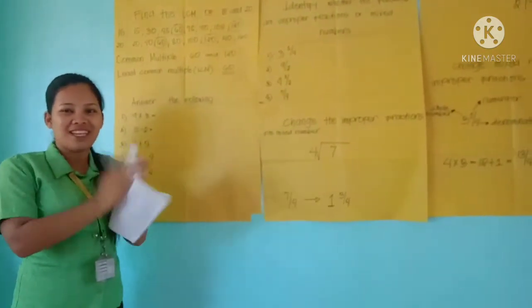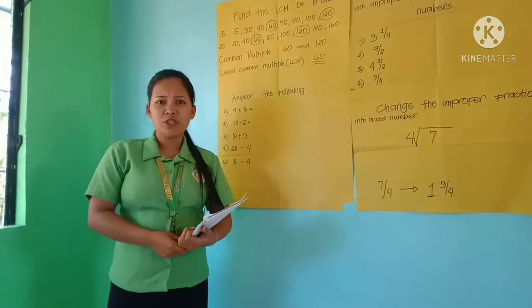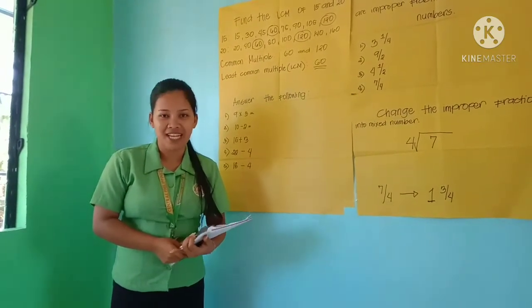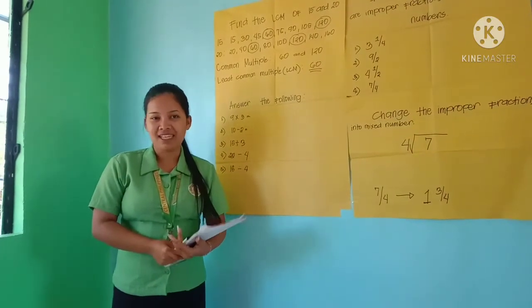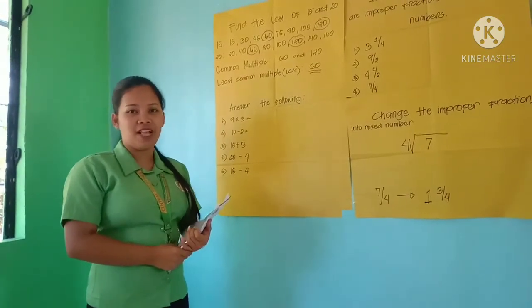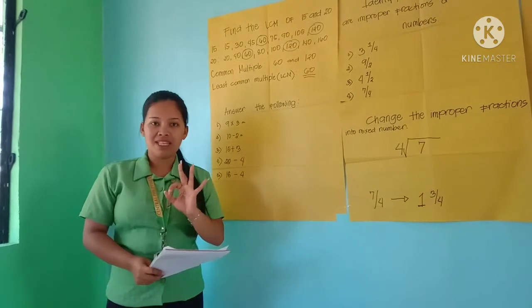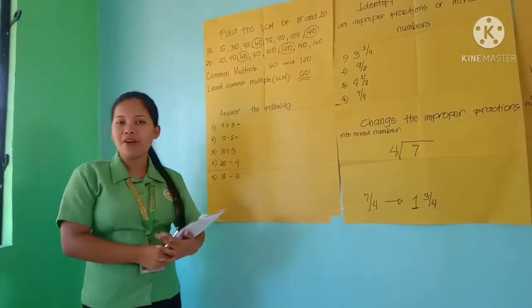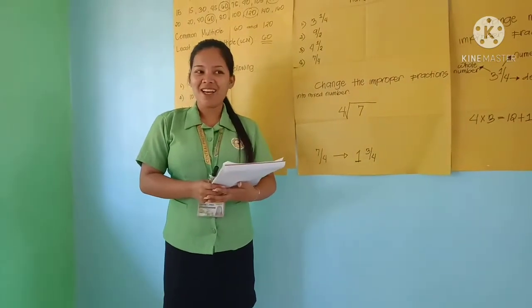1, 2, 3, 4, 5. This time, I want you to practice your skills in dividing, multiplying, subtracting, and adding. Now get a 1 whole sheet of pad paper and answer the following. I will just give you 3 minutes to finish this task. Your timer starts now. Time's up!